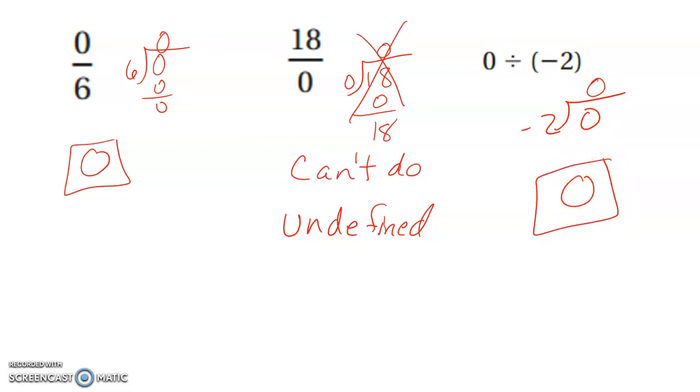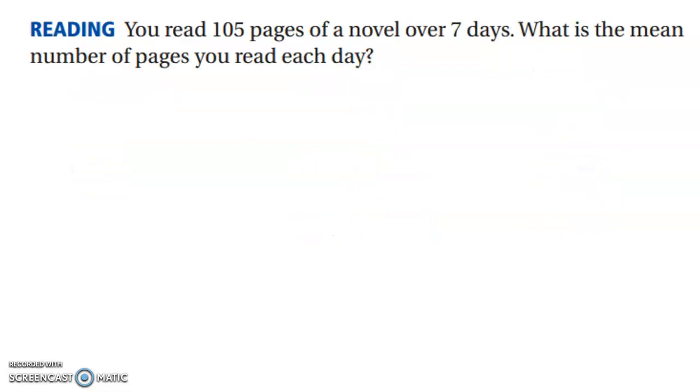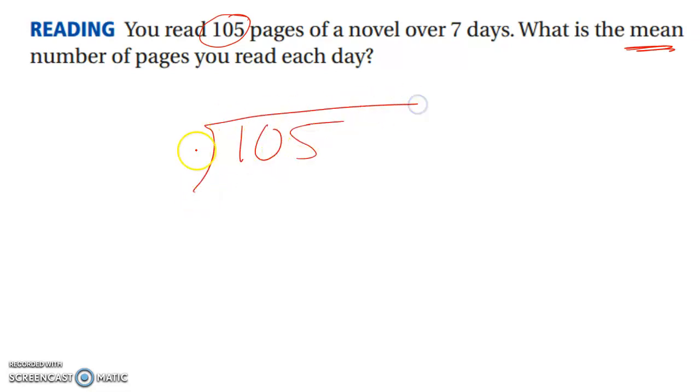All right, last page. One problem left. You read 105 pages of a novel over 7 days. What is the mean number of pages you read each day? Now, mean is where you add up all the pages and then divide by the number of days. Well, they already gave you all the pages, 105. So on this one, we're going to do the 105, and we're going to divide it by 7 days.